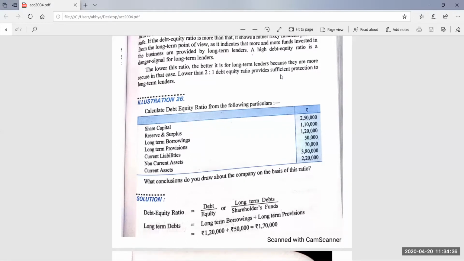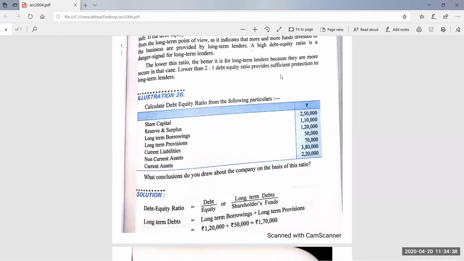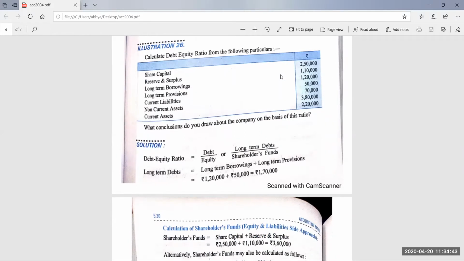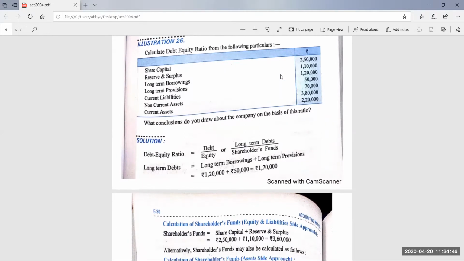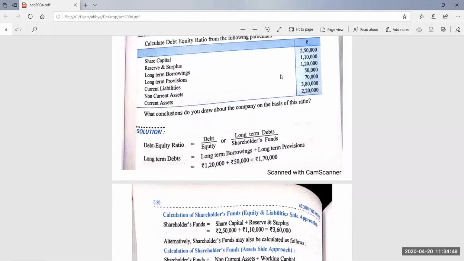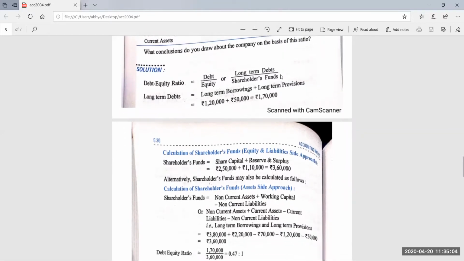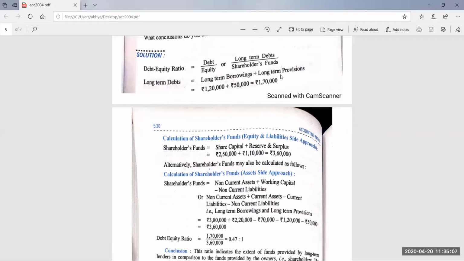For equity, 2 things are required: share capital and reserve and surplus. Share capital, shareholder fund, share capital is given plus reserve and surplus, which is also given. 250 plus 110, 360. Now put the values in the formula. 170 upon 360. So the answer is 0.47 is to 1.